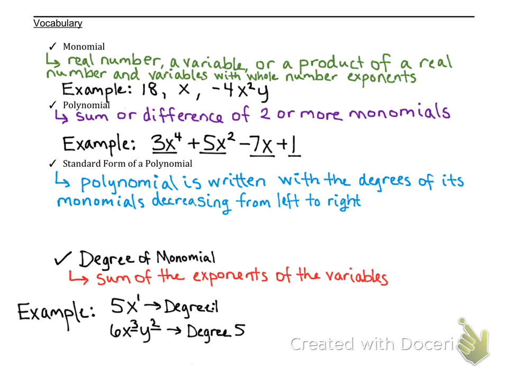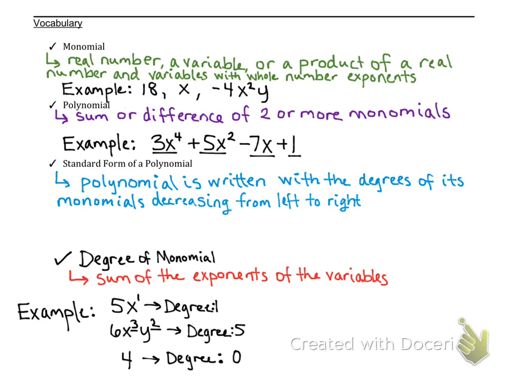Let's do one more example. Let's say we have the monomial of 4. For this one, we don't have any variables, so therefore the degree would be considered as 0.